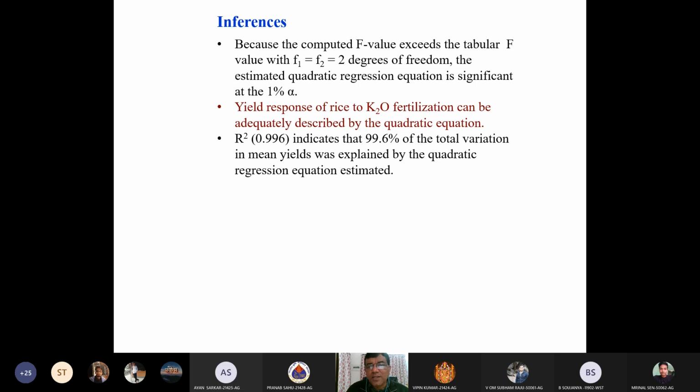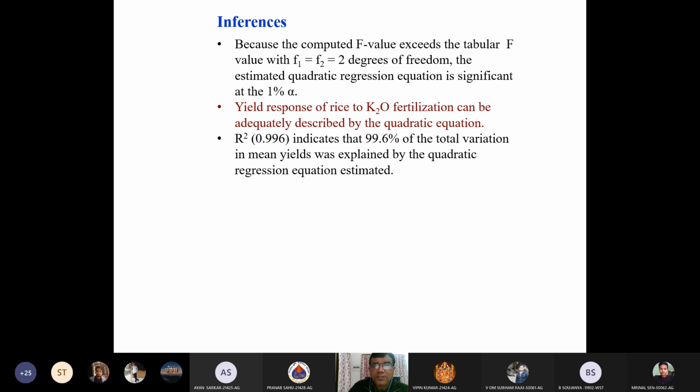Because here, for regression, the degree of freedom is 1. At 1 and n minus 2 degrees of freedom it is significant. Yield response of rice to K2O fertilization can be adequately described by the quadratic equation.